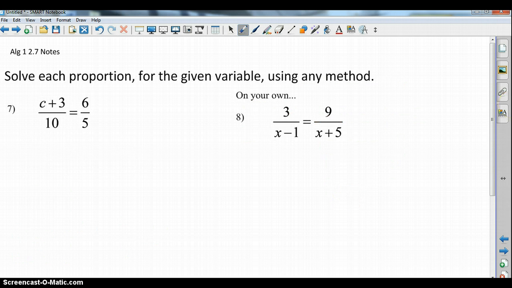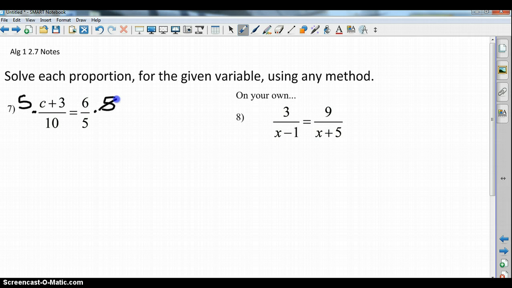So now we're going to move on to number 7 and 8, and for these ones we're going to solve each proportion for the given variable using any method. So we're going to be able to use either one of the two methods that I just showed you. For number 7, I'm going to show you both ways, and then you guys can choose whichever way you thought was easier. For the first time, I'm going to use the multiplication property. So remember, all we have to do is times both sides by 5.